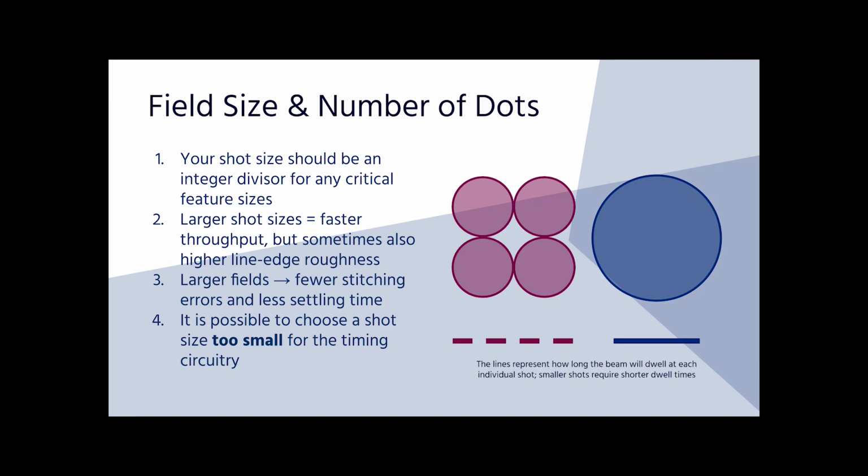It is possible to choose a shot size that is too small for the timing circuitry. For a given beam current, smaller shots need a shorter time, and since there is a limit on how fast we can write, that can limit what shot size we can choose for our pattern. There also happens to be an upper bound on how long you can dwell at any particular dot, but we run into this limitation far less frequently than we run into the minimum dwell time boundary.